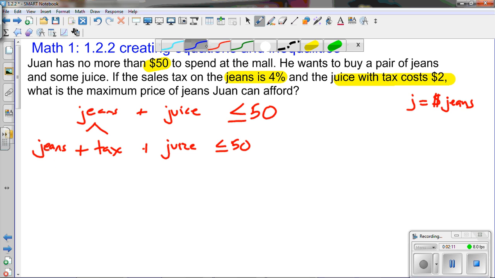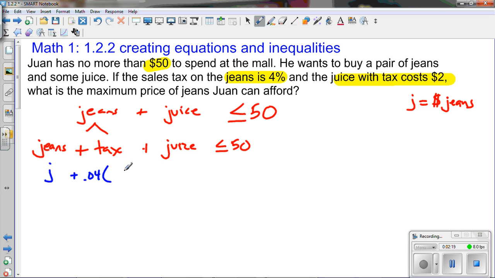So it says here, how much are the jeans? Well, the jeans are just the price of J, whatever they are. The tax is 4%. Now again, it's 4% of something. Of what? The price of the jeans, and jeans only. So that's why the J goes there. Then the juice has the tax included, so this is a flat price of $2. And all this has to be accomplished spending less than or equal to $50. So notice here is my equation that I'm working with.